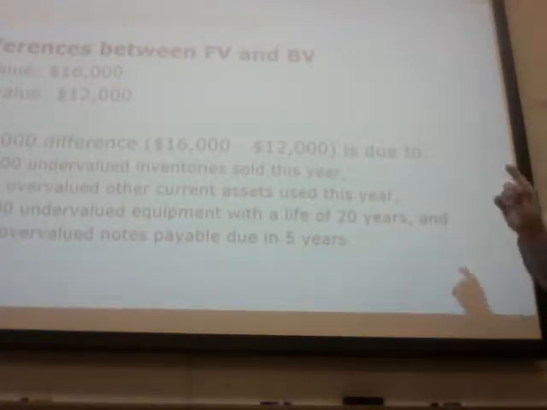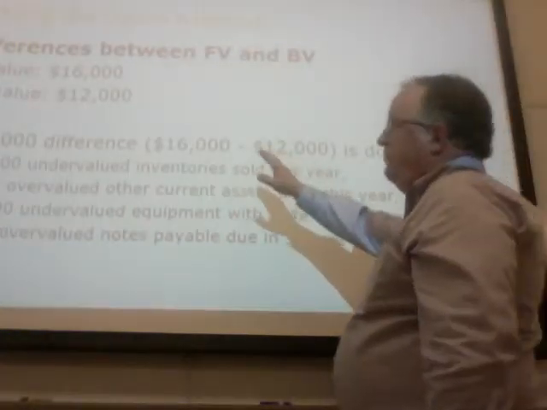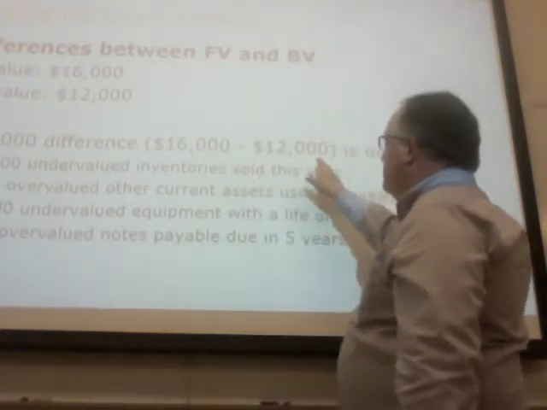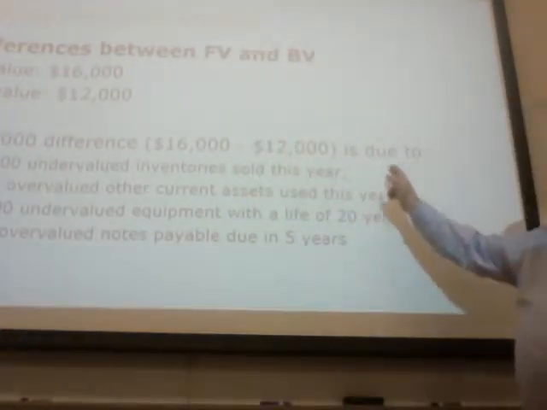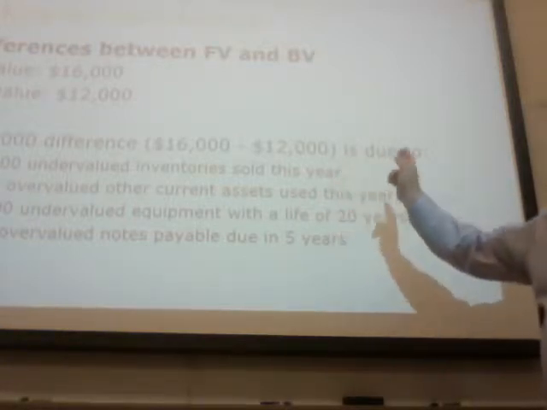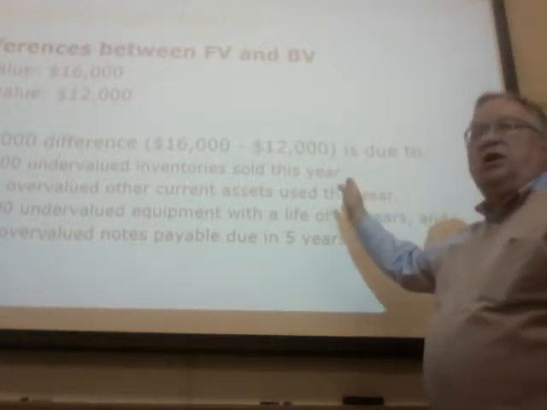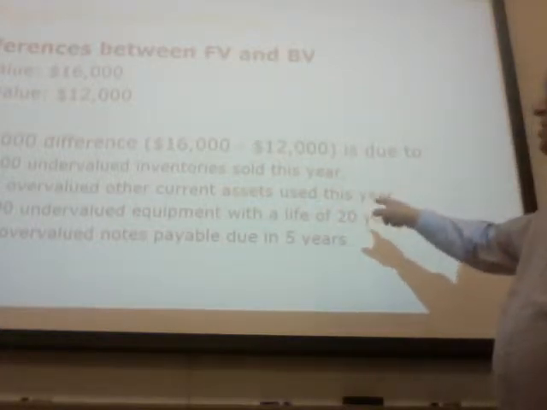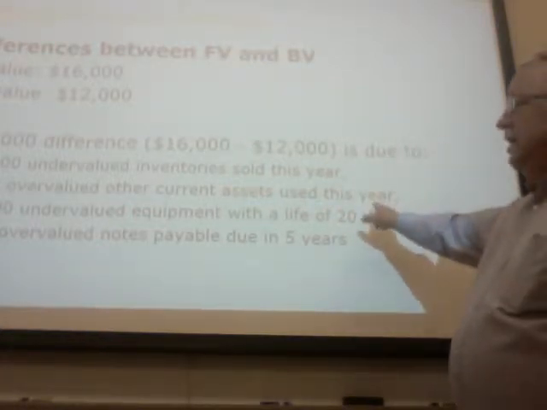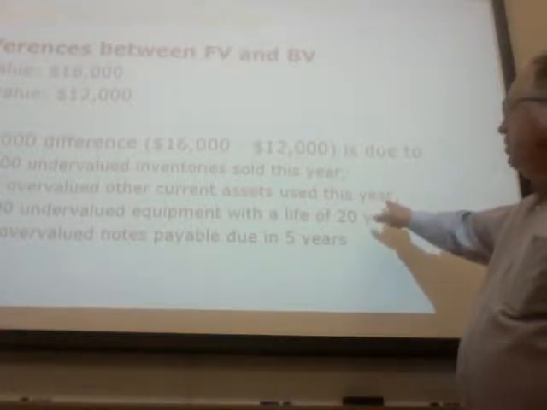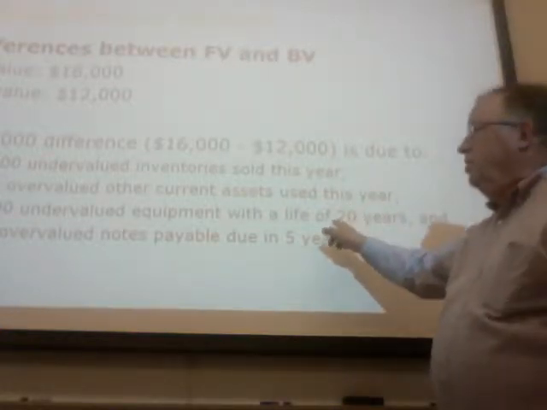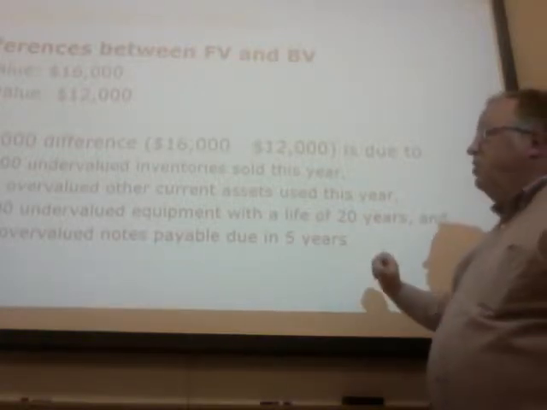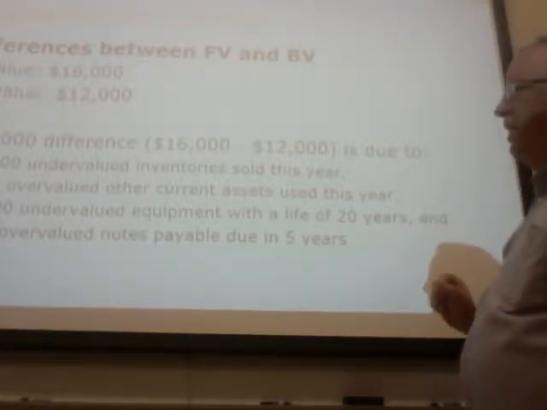Okay, differences between fair value and book value. So we have a fair value of 16 and a book value of 12, the $4,000 difference, and this is always going to be just things that we're going to stipulate in problems and in examples. We'll just tell you what the differences are. 1,000 of undervalued inventories, so that's a minus. 200 of overvalued other current assets this year. 3,000 of undervalued equipment with a life of 20 years, and 200 of overvalued notes payable due in 5 years.